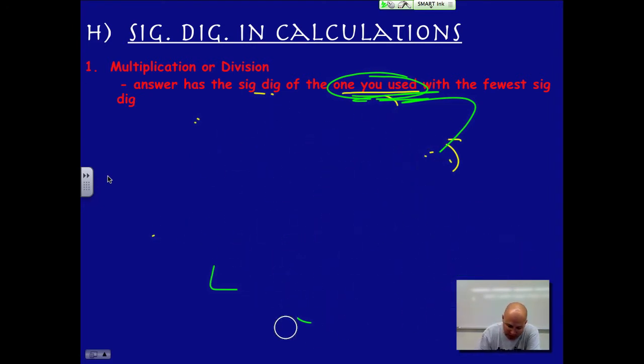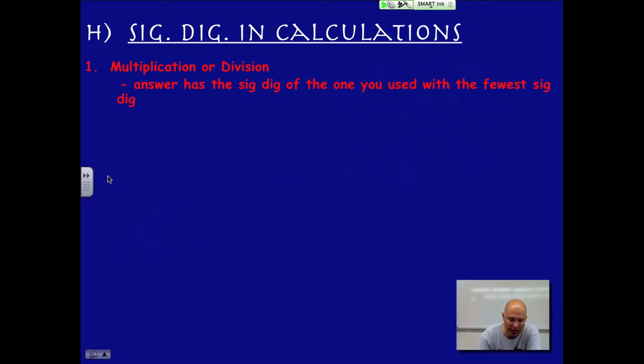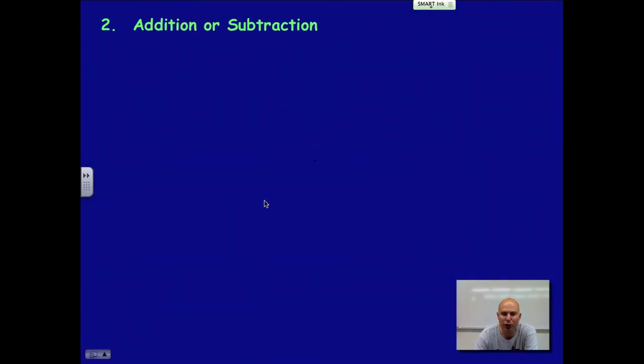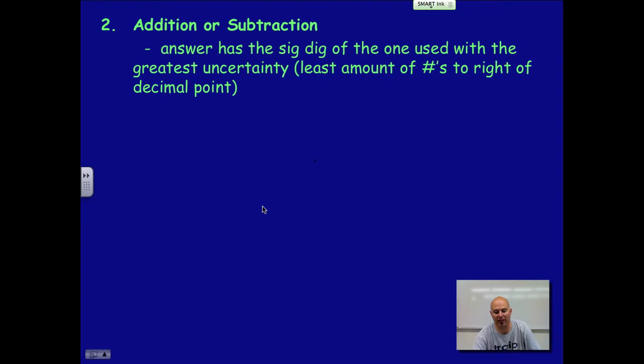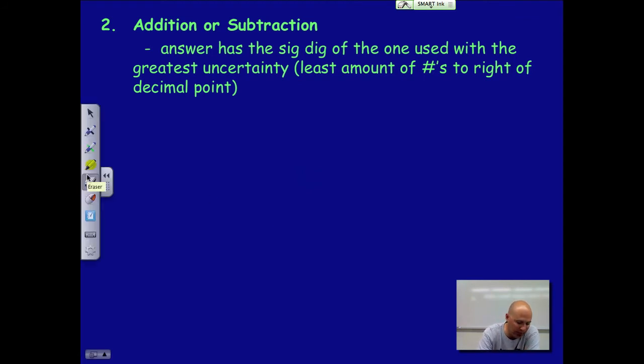Addition and subtraction is a little bit of a different way of doing it. So let's take a look. When you use addition and subtraction, in terms of how many significant digits, the answer has the significant digits of the one used with the greatest uncertainty. The greatest uncertainty is the one with the least amount of numbers to the right of the decimal. Again, probably not the best way of describing it, but hopefully when I do a problem, it'll show you. Let's take a look at a problem, and we're going to add some things.